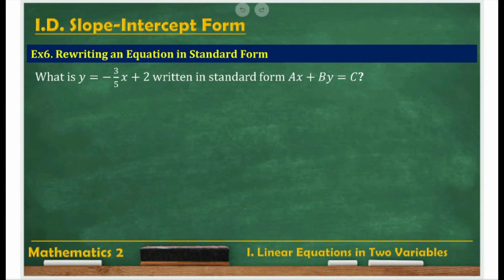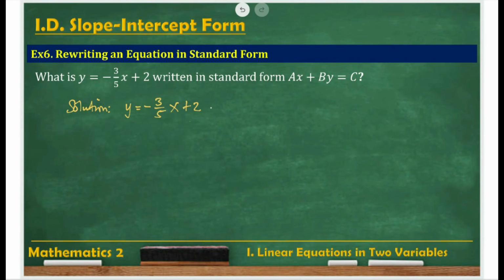Okay, so how about if we reverse the process? This time, we'll start with the slope-intercept form, and then we're going to change it to its standard form. For our next example, what is y equals -3/5 x plus 2 written in standard form ax plus by equals c? So we start by writing y equals -3/5 x plus 2.